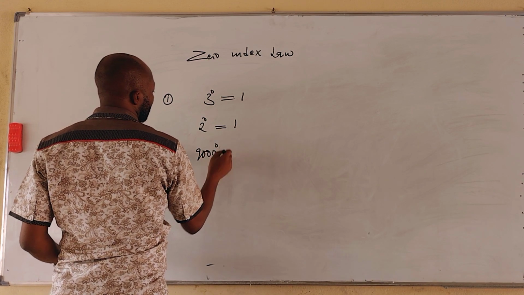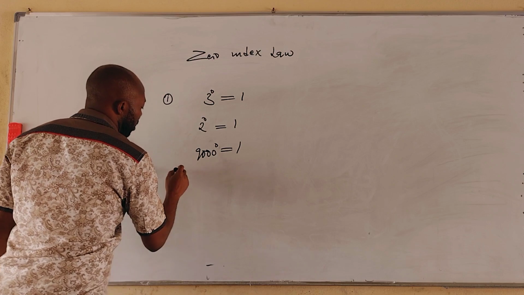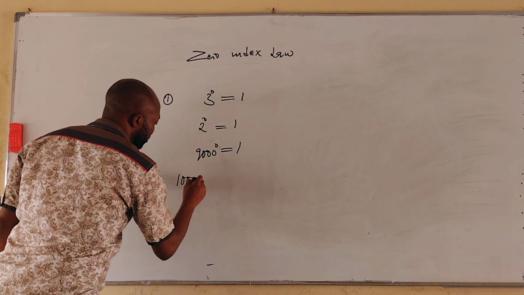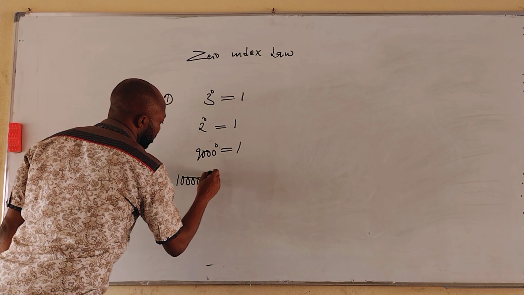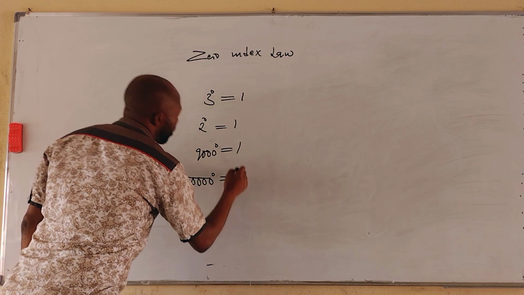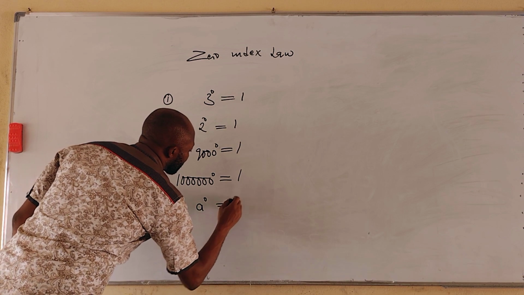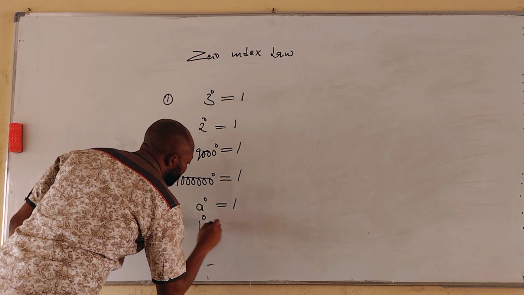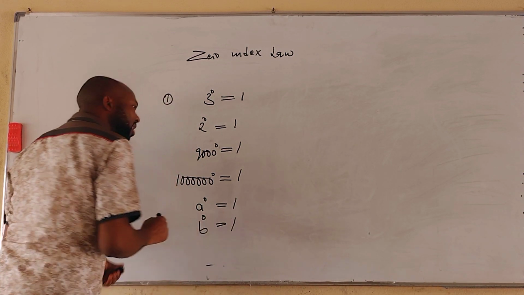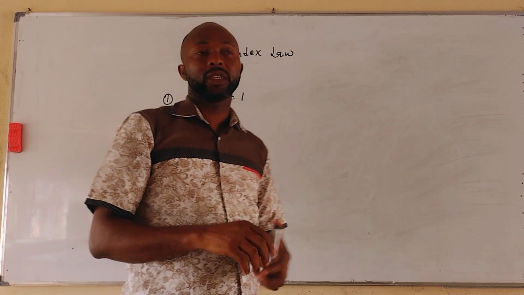9, 100 or 1,000 raised to the power 0 is 1. 1 million raised to the power 0 is 1. A raised to the power 0 is 1. B raised to the power 0 is 1. Anything raised to the power 0 is 1.